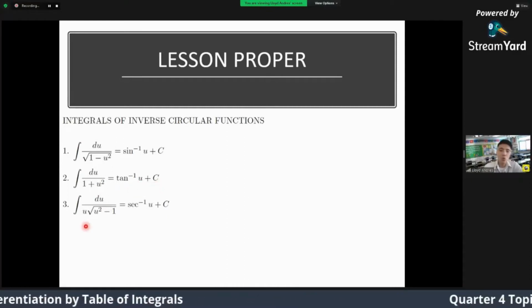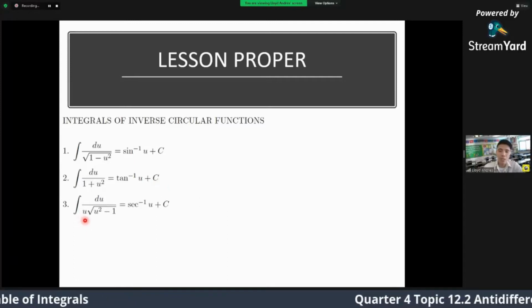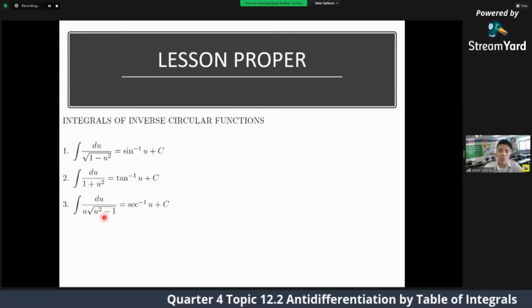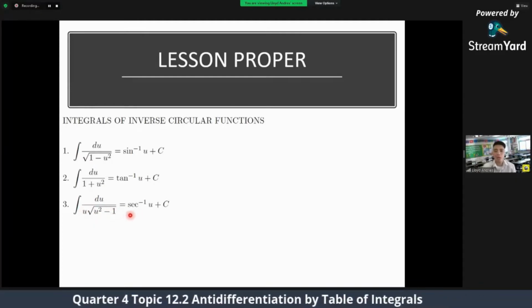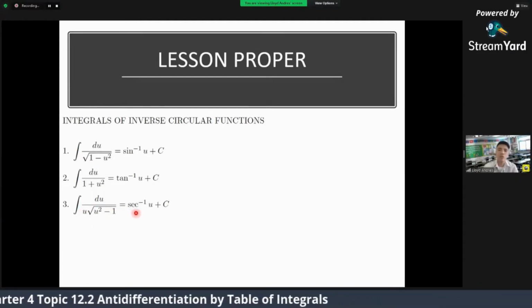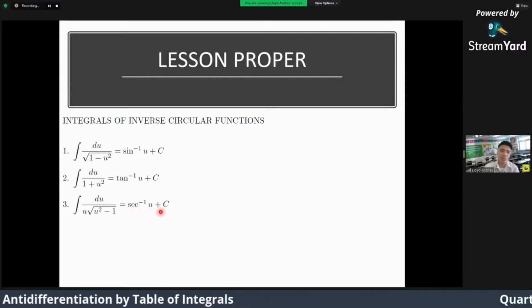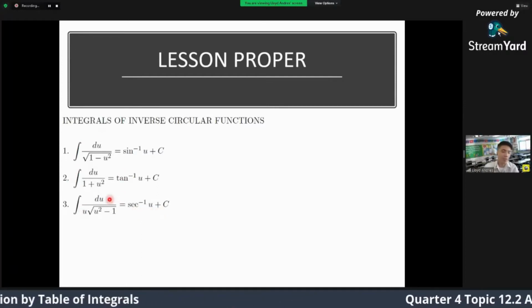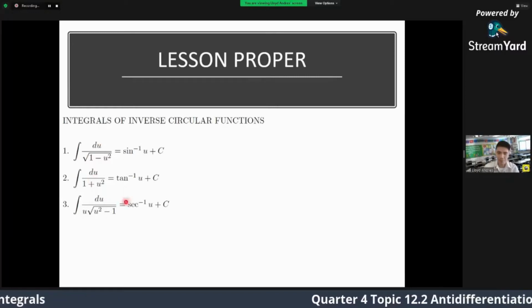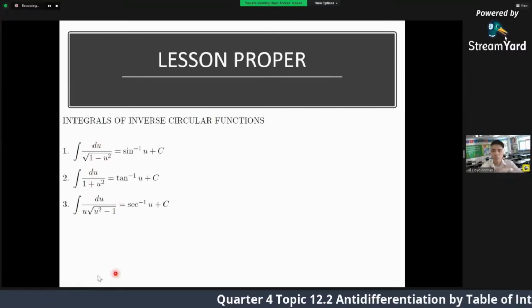Tapos kung ang forma po niya is integral of du over u times square root of u squared minus 1, that is equivalent to inverse secant u plus c. So, daghang mga problems man god that involves ani. So let's discuss an example.